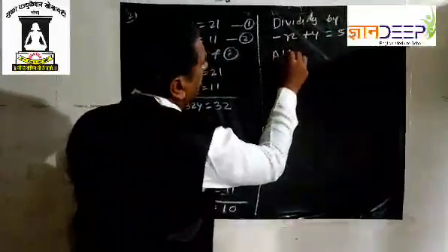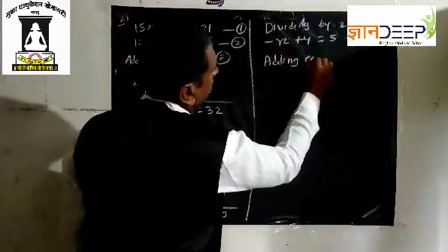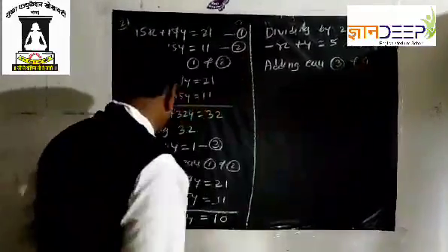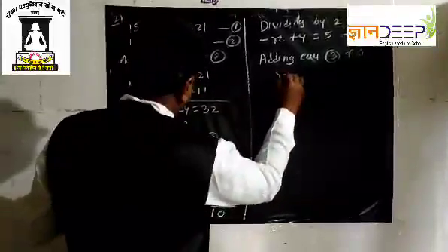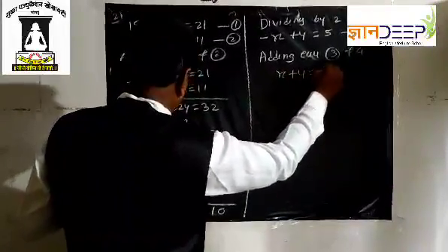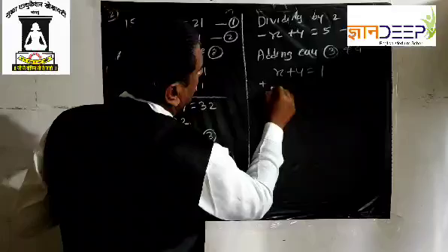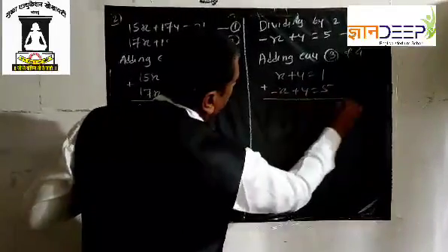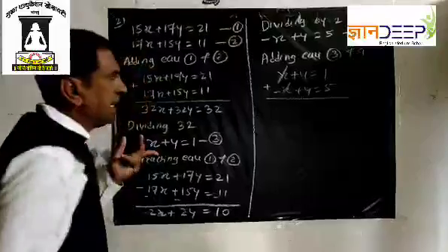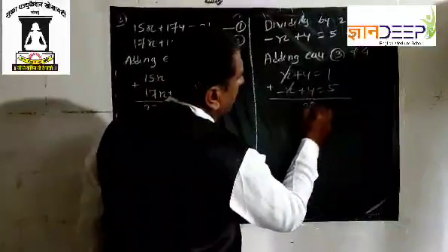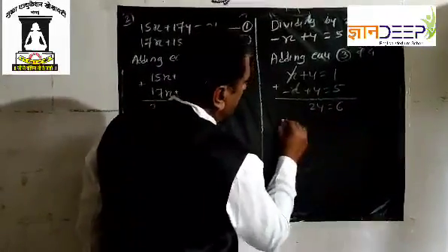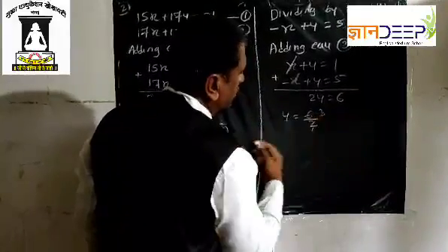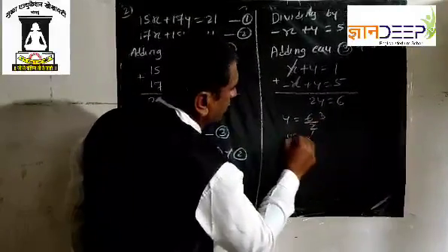Then adding equations 3 and 4. So write down equation number 3 again: x plus y is equal to 1, plus minus x plus y is equal to 5. Then plus x minus x cancel each other. y plus y, 2y is equal to 6. Then y is equal to 6 upon 2. 2 ones are 2, 2 threes are 6. y is equal to 3.